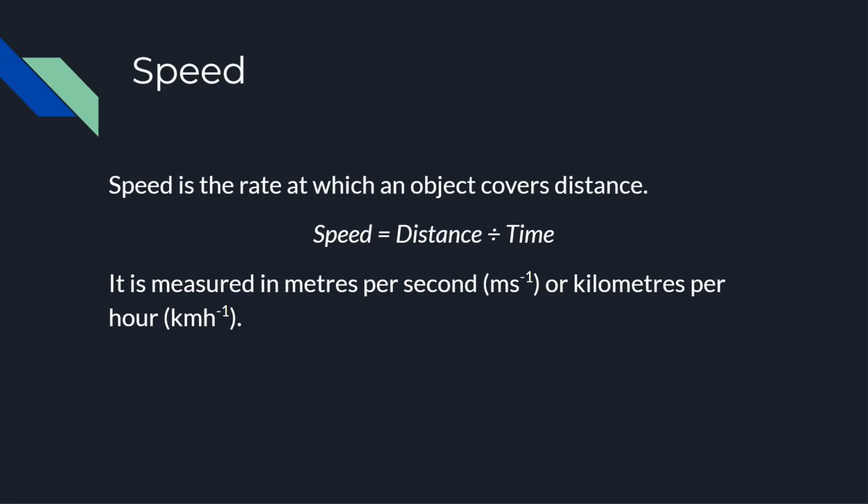The next term that we should define is called speed. Now, speed tells us how fast an object is moving. It is calculated by dividing the distance traveled by the time taken. Speed is measured in meters per second or kilometers per hour. Remember to keep your units consistent when working with this formula. For example, if your distance is measured in kilometers and your time is measured in seconds, you cannot express your speed in meters per second. You can express your speed in kilometers per second because you measured your distance in kilometers and your time in seconds.